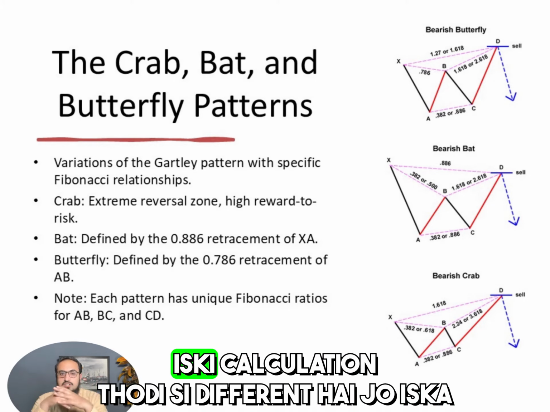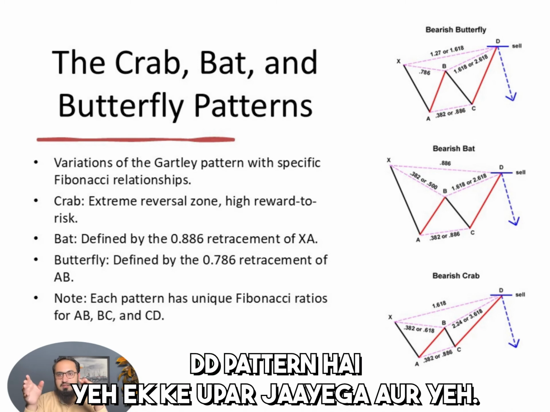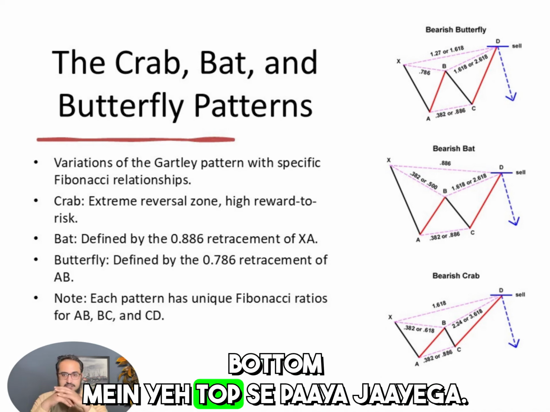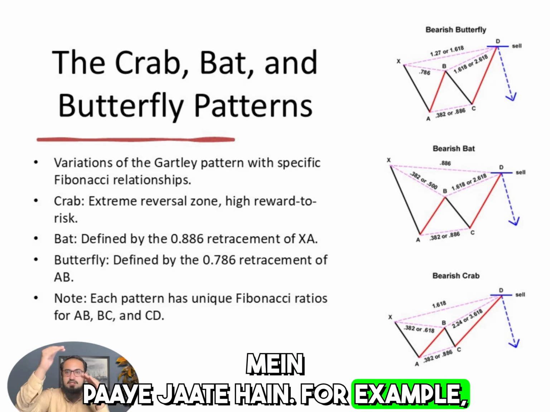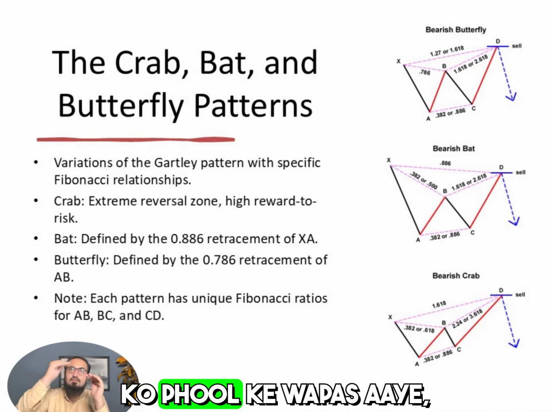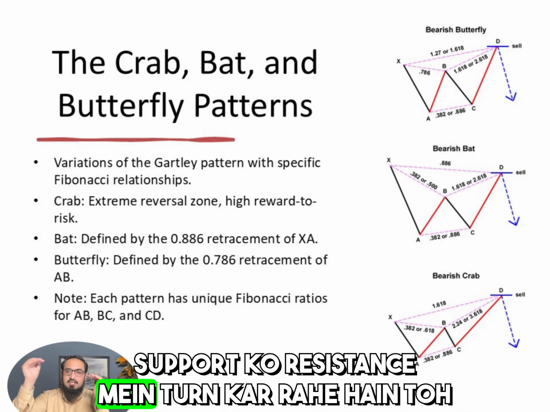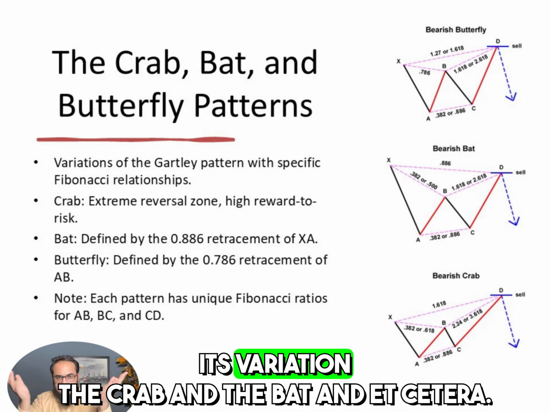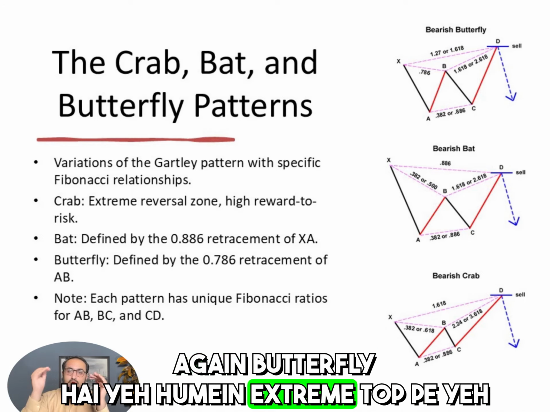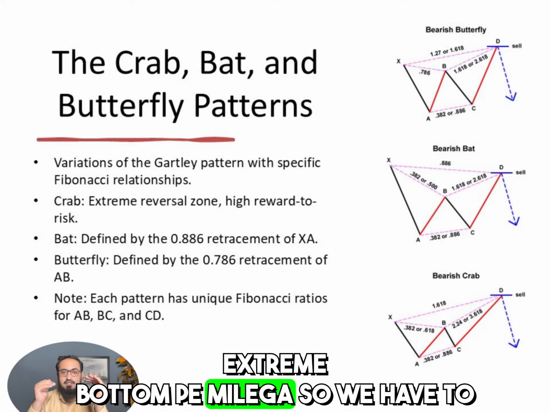Each calculation is a little different, which is its pattern. It will go over one and will be found at the bottom from the top. Basically, the Gartley, crab, and bat patterns are found in the retracement of the move. For example, we broke a support and came back, turning support into resistance, and we will find patterns there. The same with the crab and bat, etc. But the butterfly, we will find it at the extreme top or extreme bottom.